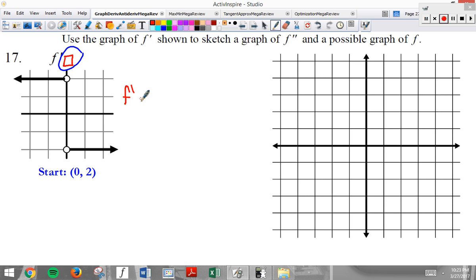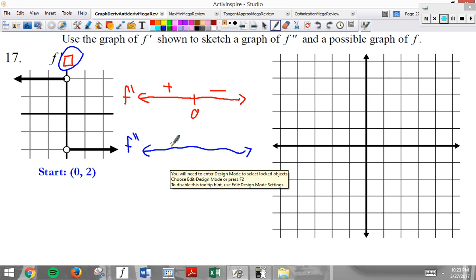F prime needs to have that as a critical number, because F prime goes from being positive to negative at that point. F double prime needs to have that. I'm so sorry, that looks so awful. The slope of F prime is 0, and then it's 0.